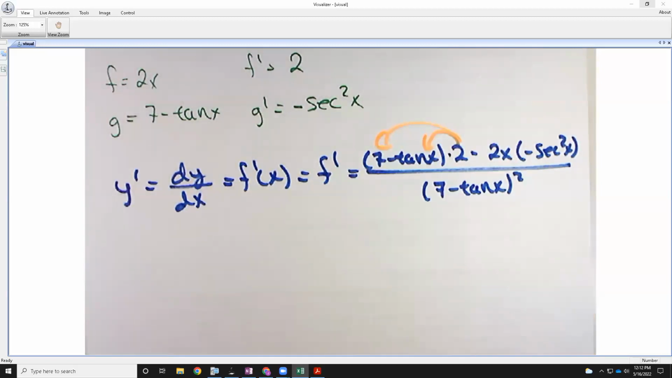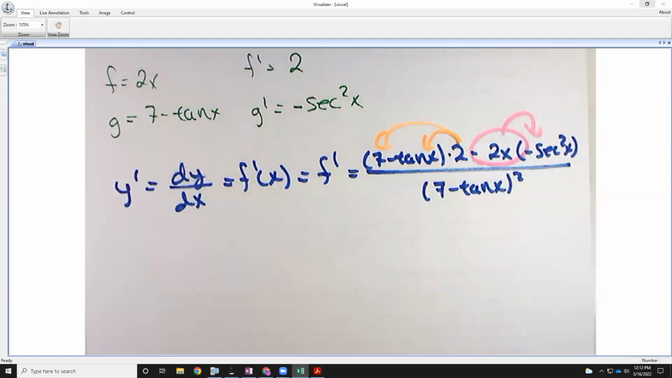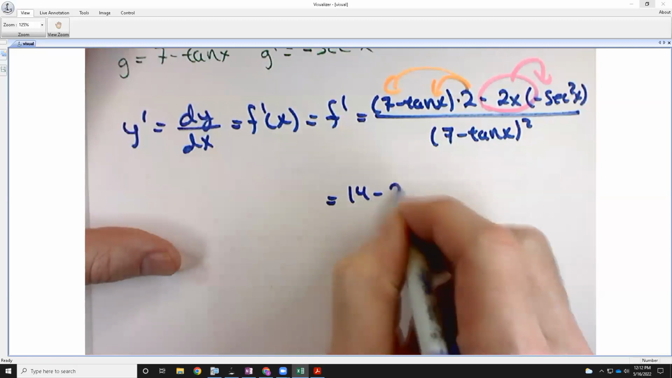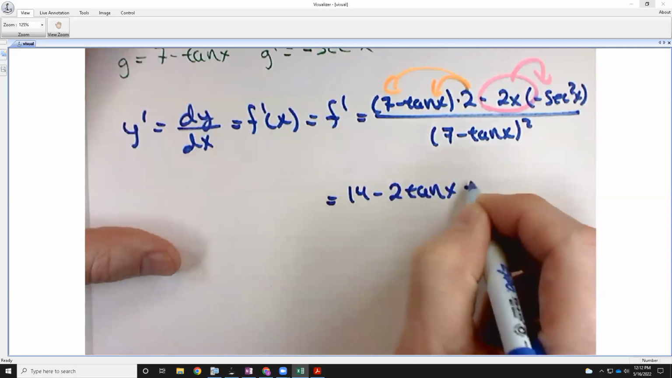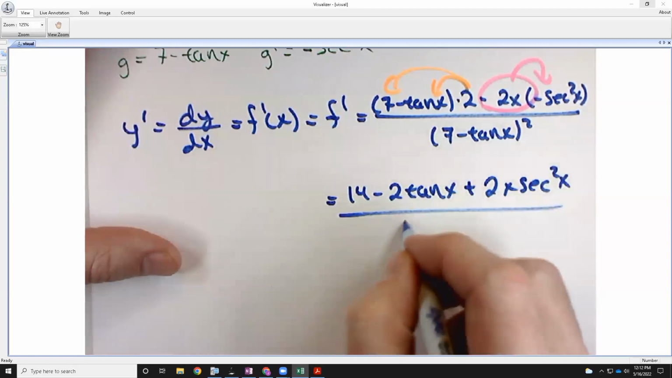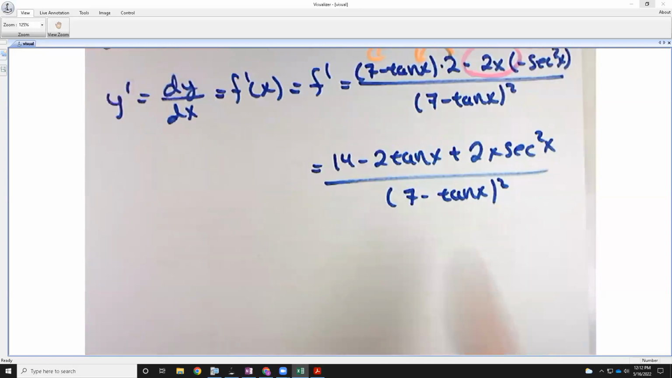And then to get done with this in a little more of a hurry, I'm going to multiply the negative 2x times that term there. So overall, it's going to be 14 minus 2 tangent of x plus 2x secant squared of x over 7 minus tangent of x squared. You'll rarely see me square out the denominator unless there's some compelling need for it. Just leave it. All right.